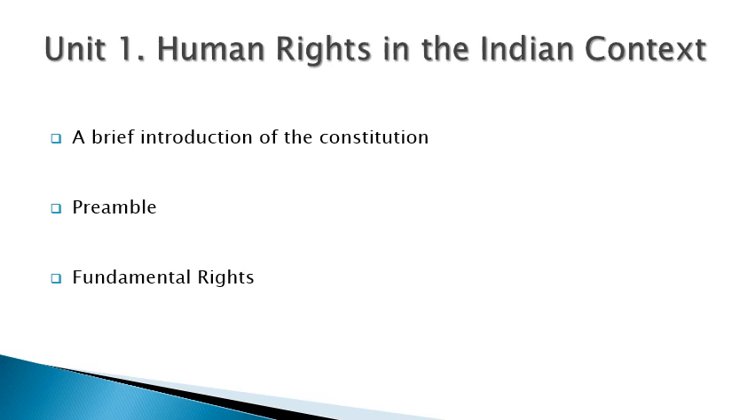Among Articles 20 to 24, the first one, Article 20, is protection in respect of conviction for offenses. After that, protection of life and personal liberty under Article 21, and after that, protection against arrest and detention under Article 22. After that, the very important Articles 23 and 24, that is right against exploitation under Articles 23 and 24.